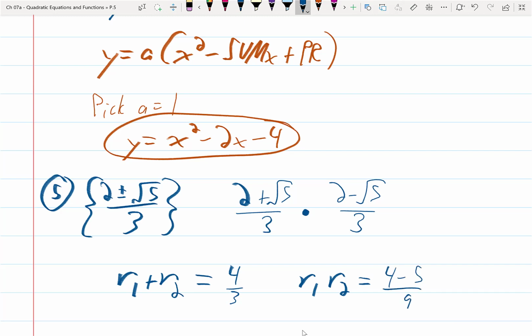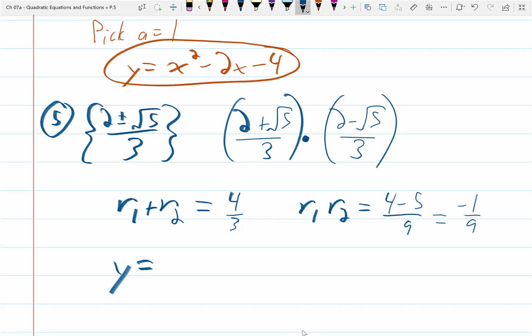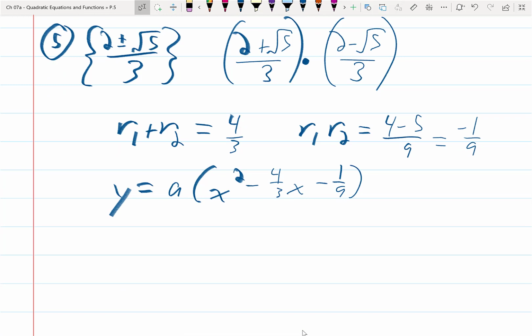Oh wait, I read the 9. Careful, 3 times 3, and we get -1/9. Wait, there's only one? No, it's got a plus or minus, so that makes it into two different roots. So now I get y is equal to a x squared minus the sum, so minus 4/3 x plus the product, minus 1/9. Let's pick a equals 9 because that's the easiest.